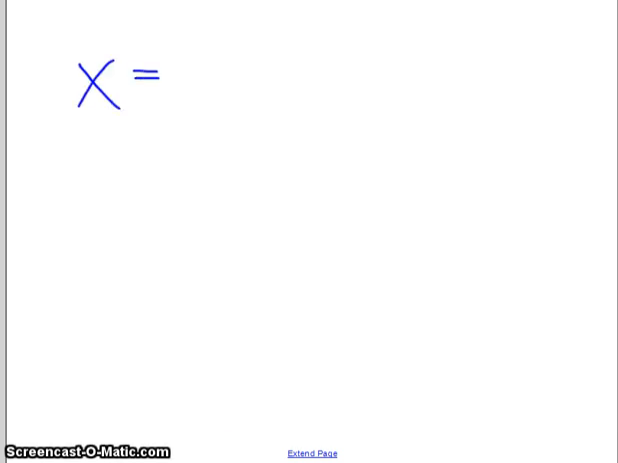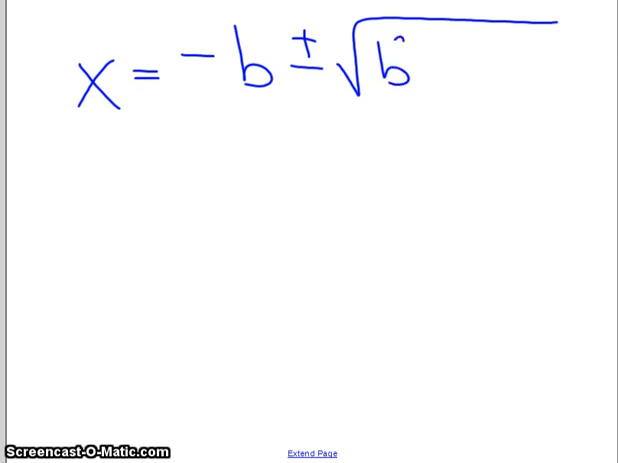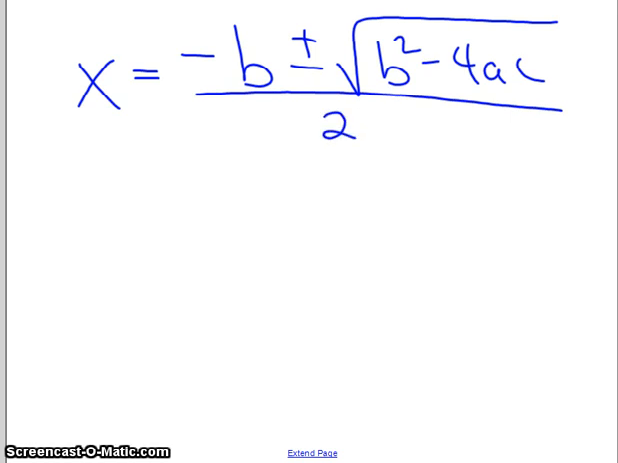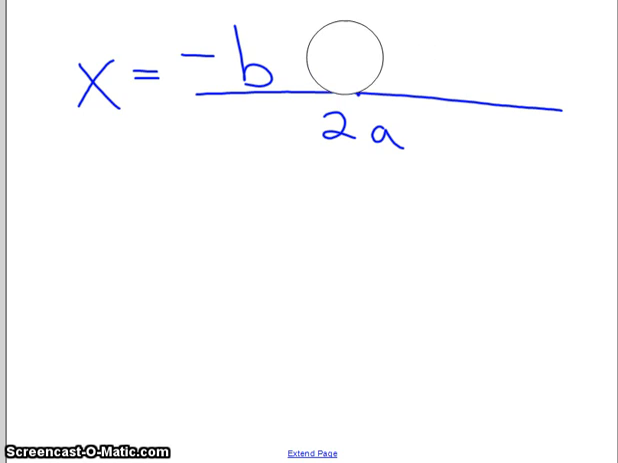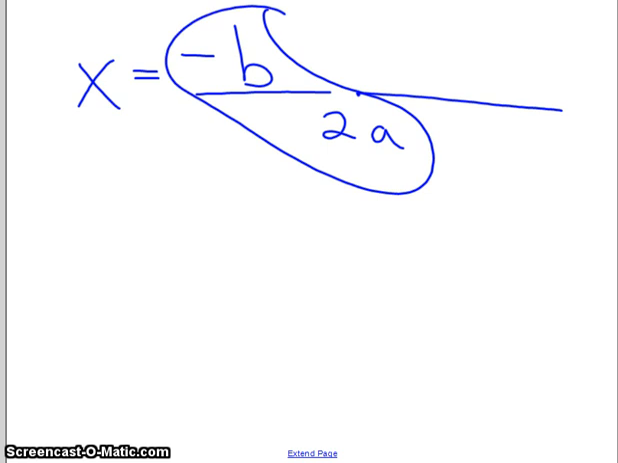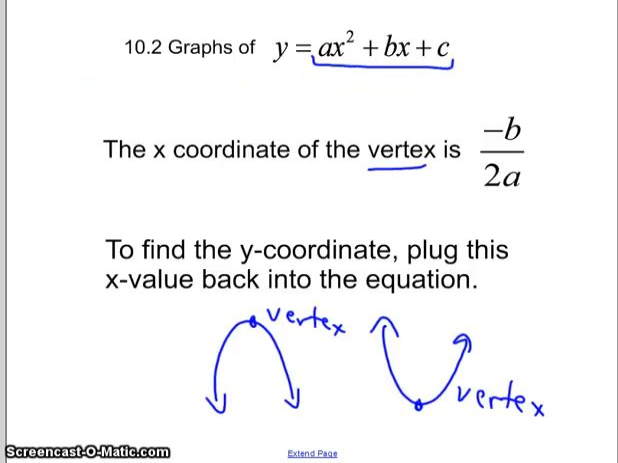There is a formula called the quadratic formula. We learned a song about it. I'm not going to sing it right now, but it's negative b plus or minus the square root of b squared minus 4ac, and we're going to divide it all by 2a. Now, if I take away the discriminant part, look what I have left over. I have the formula for the x-coordinate of the vertex, negative b over 2a.